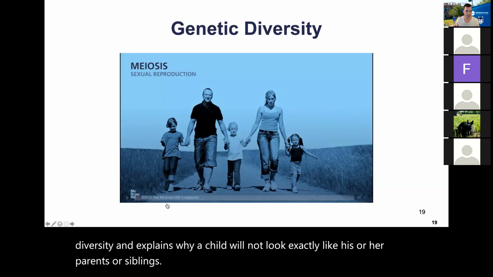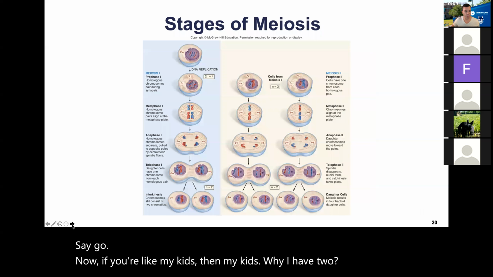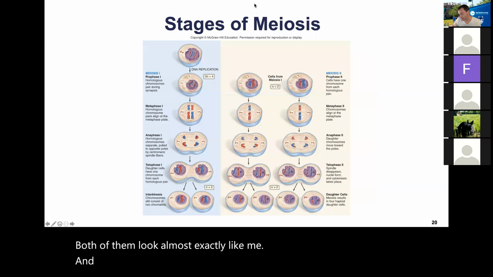So there you go. Now, if you're like my kids, I have 2. Both of them look almost exactly like me. And that's bizarre, but they are not me, even though they have my youngest. Oh my God.